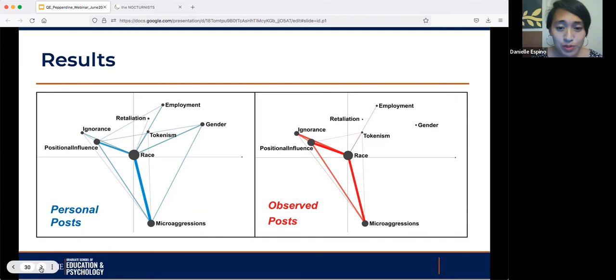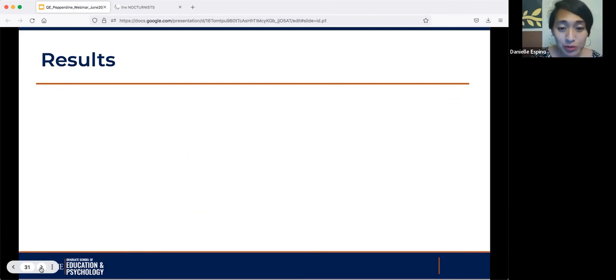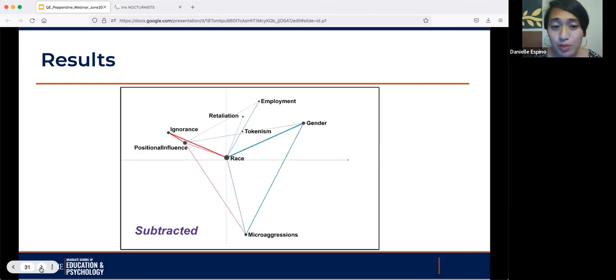in the observed posts. And when we do a subtracted network, we can more clearly see the differences between the two. And we can see that the observed posts, which are the red, show more distinct connections between ignorance and positional influence, and positional influence and microaggressions. Whereas on the right, again, we have more connections related to gender and race, gender and microaggressions, and also employment and retaliation. So what does this tell us?